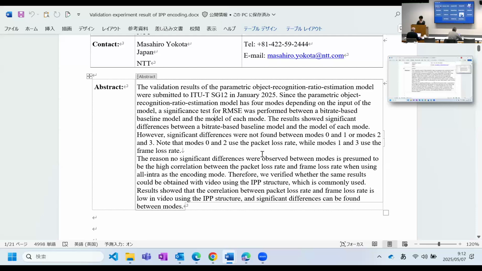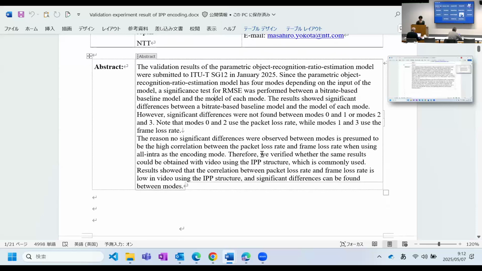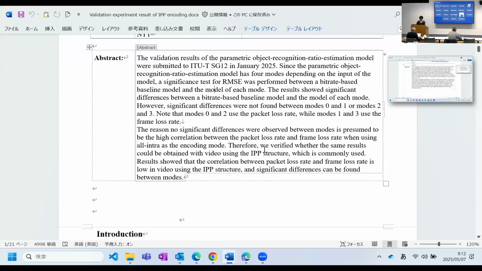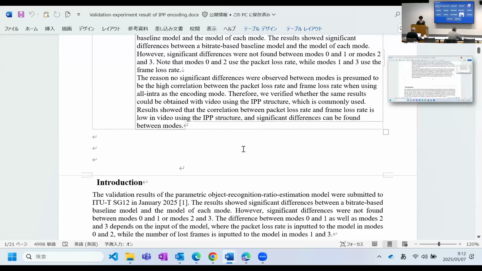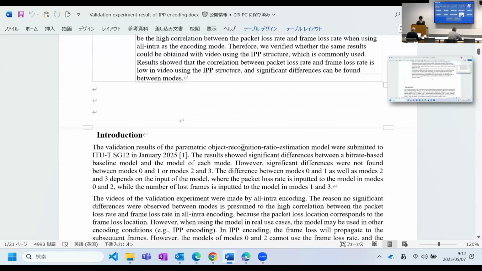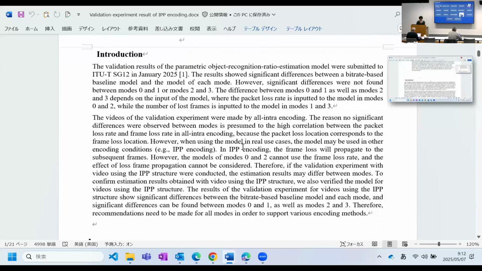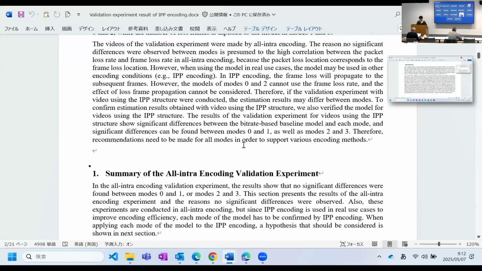And this is the outline of the contribution. Then we explain the summary of the all intra encoding validation experiment, which was conducted before the previous meeting.